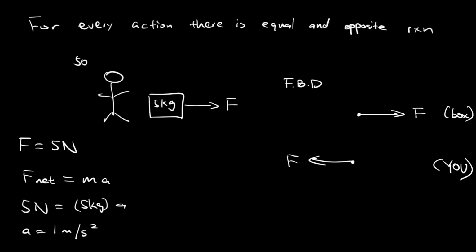Now, let's say you are much heavier than the box. Let's say you are 50 kilograms. Using Newton's second law, you will get an acceleration of 0.1 meters per second squared. So you notice here, this is the acceleration of the box, and this is the acceleration of you, in the opposite direction. Since the box has less mass, it accelerates more. As a matter of fact, it has 10 times the acceleration that you do.